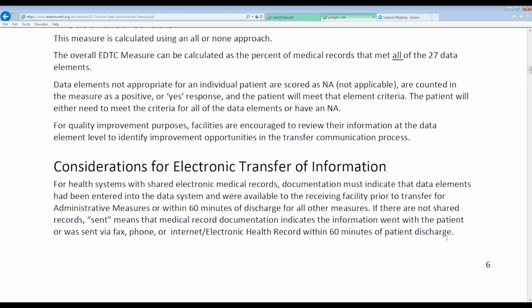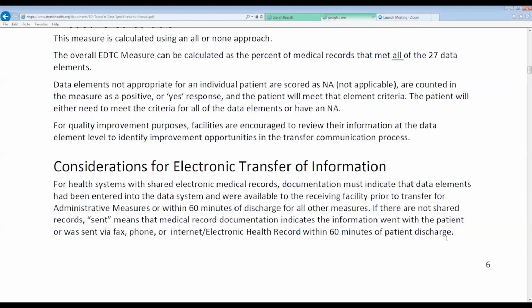Same thing with now we say sent, it can be a phone. Okay, if you're indicating that transfer information was discussed with so-and-so, if you only say transfer information, I don't know what that is. Okay, if this communication is a phone call, there's got to be something there that says this was discussed, this was discussed. All of those data elements that we were looking for have to be there to be able to say yes. So this is what we're talking about when we're looking for documentation.